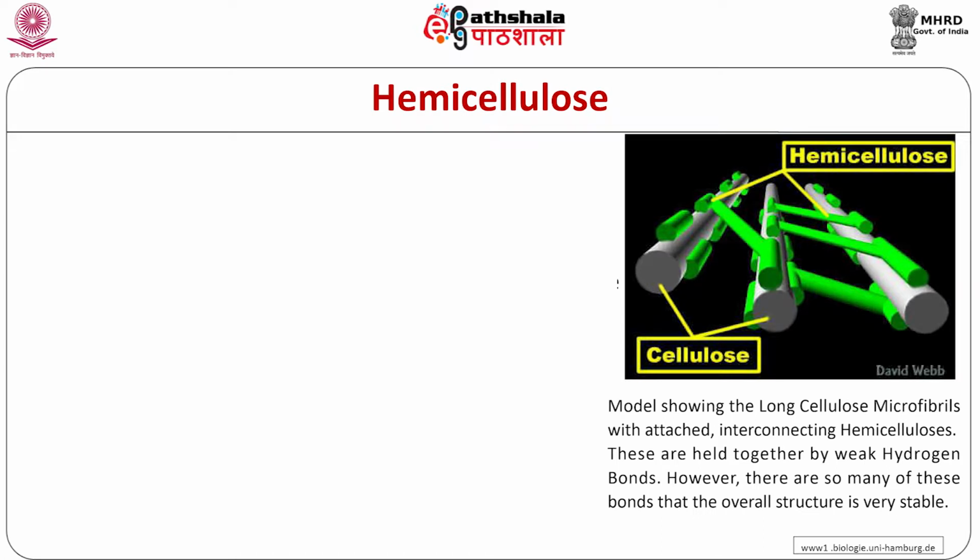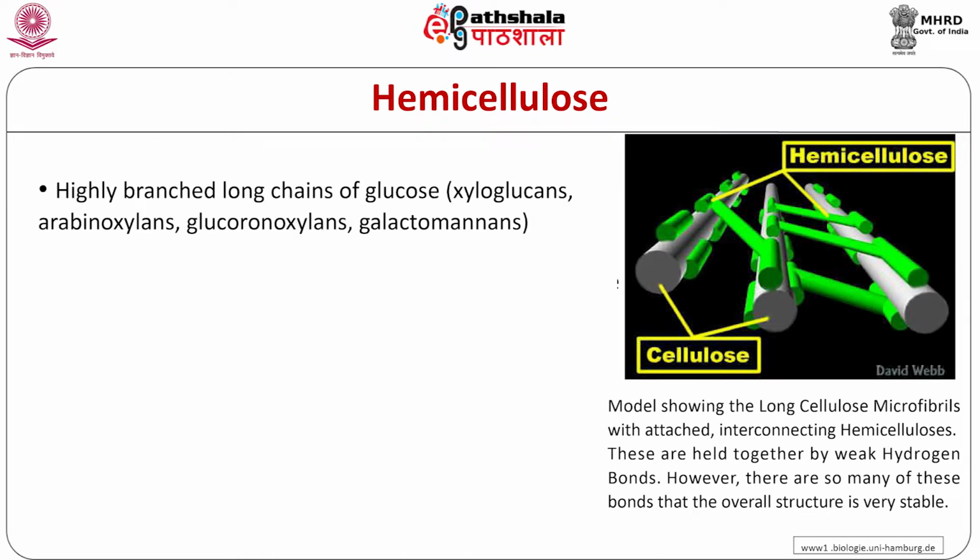Hemicellulose. Hemicelluloses are highly branched long chains of glucose. There are different types of hemicellulose with different functions, that is xyloglucans, arabinoxylans, glucuronoxylans, galactomannan.